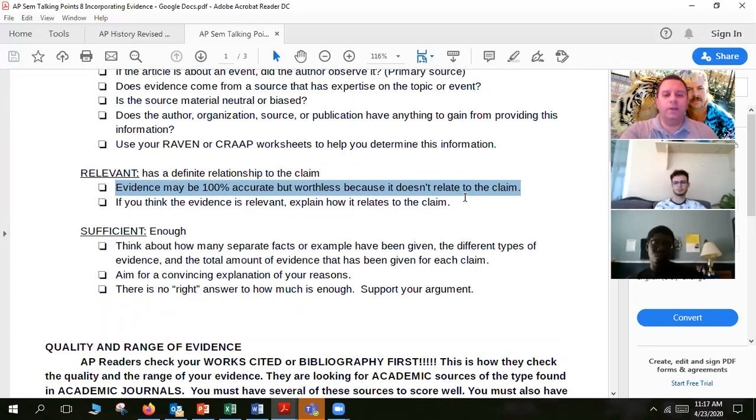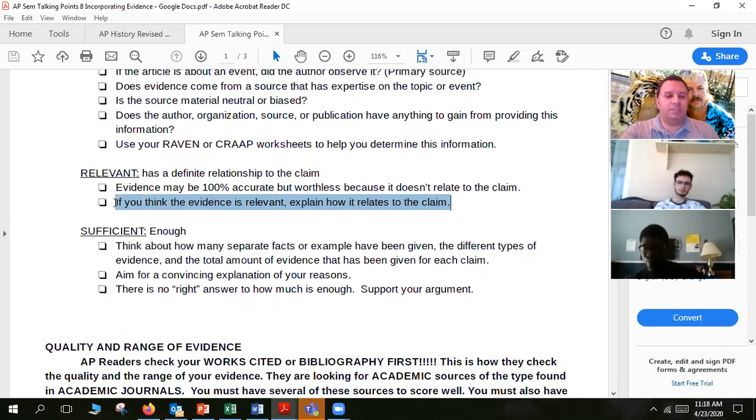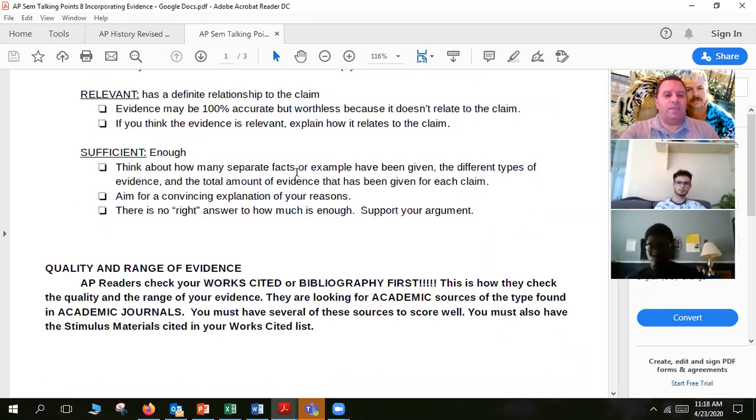Okay, you really want to ask yourself, does this source relate to my claim, to what I'm talking about in my paper? And then if it is relevant, then you move on to the second bullet point, which is you need to make sure that you can explain in the body of your report how it relates to your claim. Okay, if you can't answer this second question, then you need to go back to number one, because that means it doesn't actually relate to your claim. All right. And then the third one is about sufficiency.